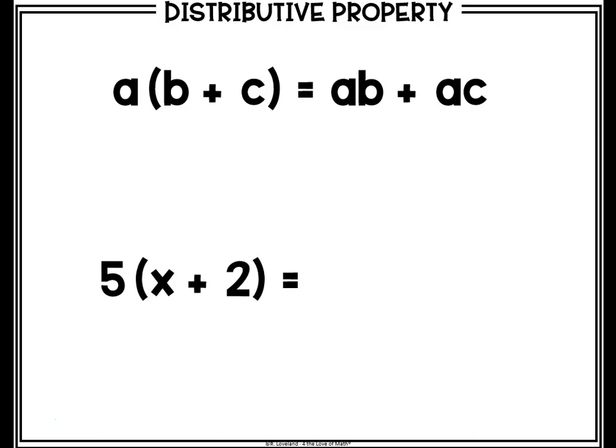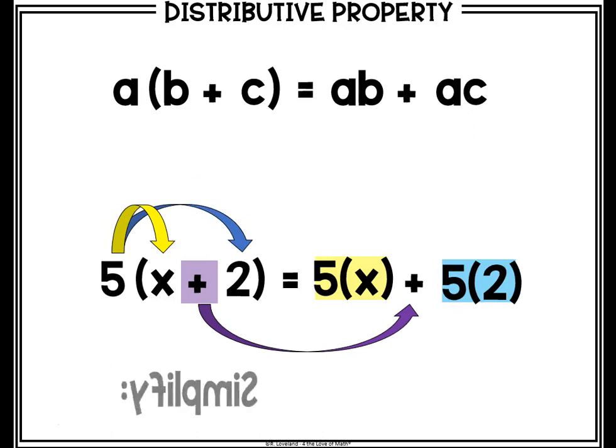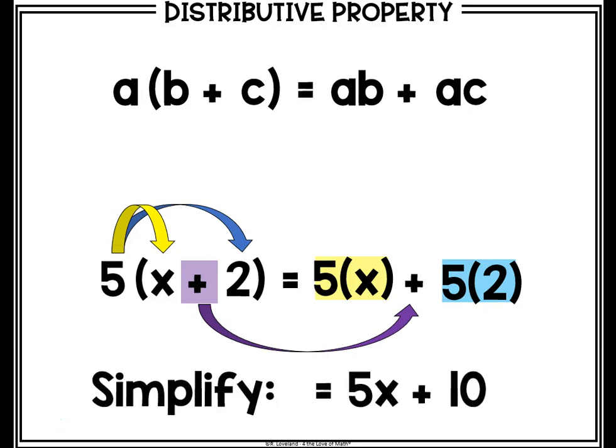When I bring that to actual values, I'm going to do that same thing. I'm going to pretend my 5 is my A, and I'm going to distribute that 5 to what is inside the parentheses. So here I would have 5 times x. I'm going to bring that operation over again, that plus sign, and then I'm going to distribute my 5 to my 2. So 5 times 2. For this one, I can further simplify it, so I would do that next. And I would end up having 5x plus 10.